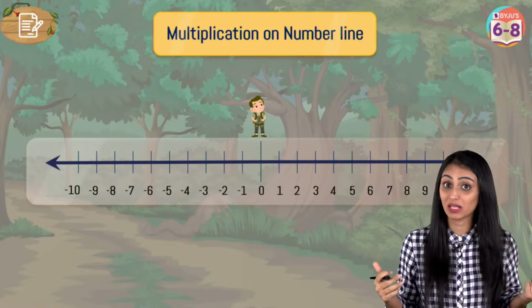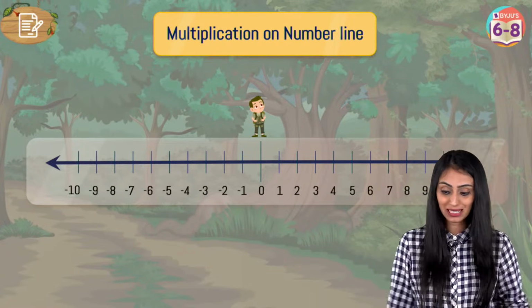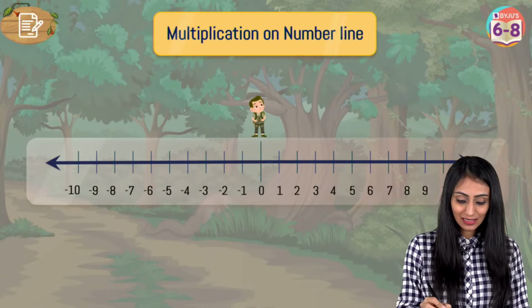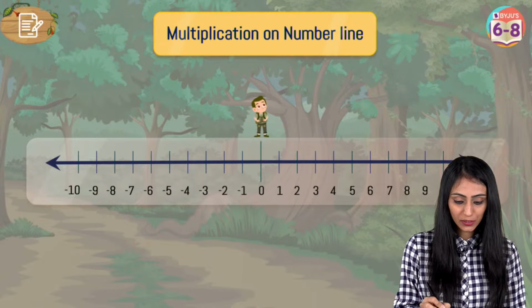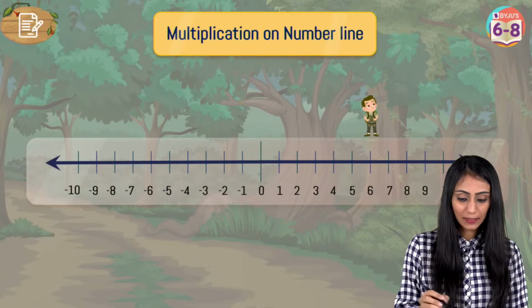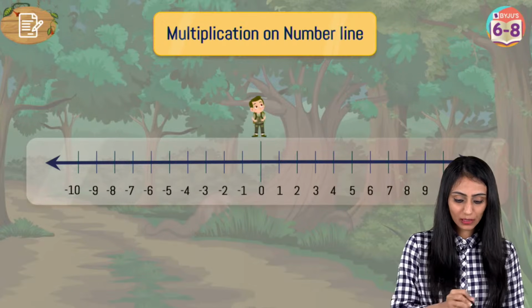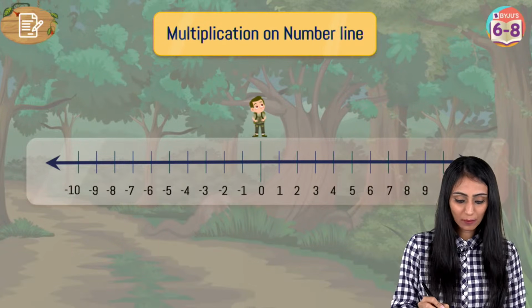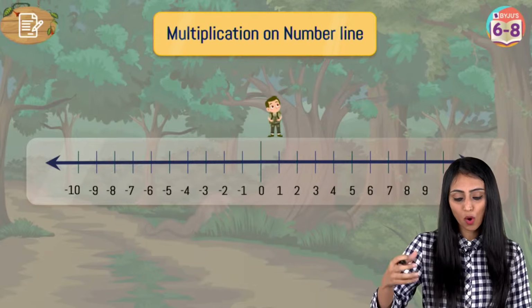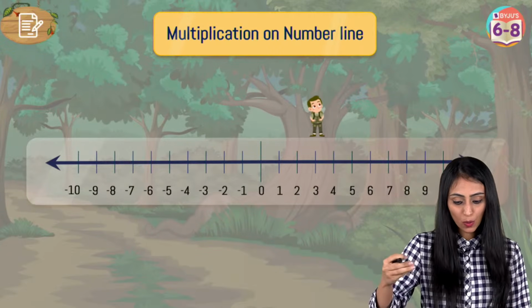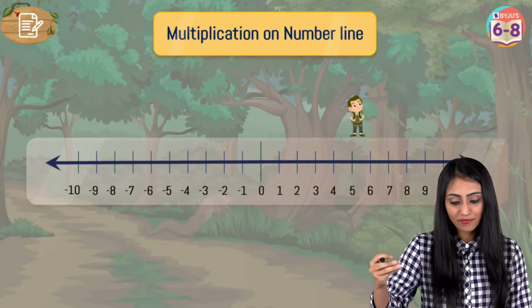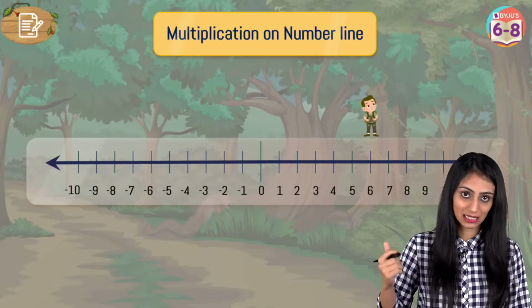I'll be using the previous example which I just showed you in the previous slide. Here you can see that this boy is walking on the number line, right? Let me show that to you. When he walks on the number line, you can see that it's a very slow process. So that's 2 plus 2, he comes to 4, and finally he stops at 6, right?